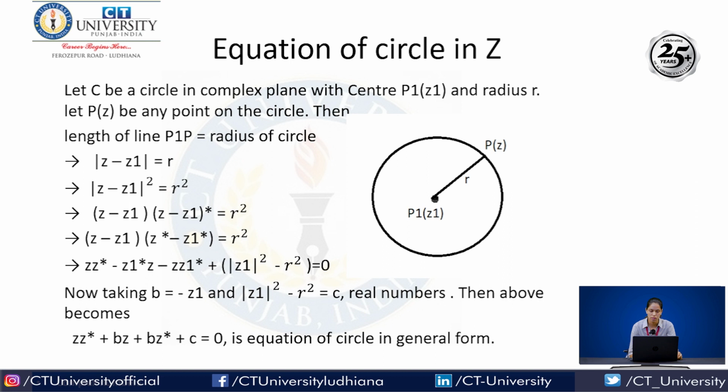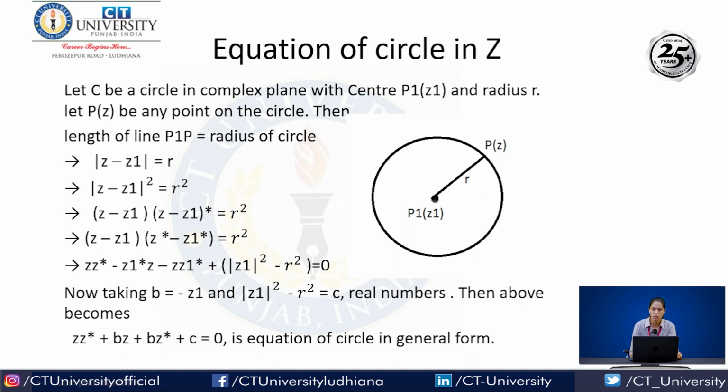This is a constant term. Now taking b equals to minus of z1 and |z1|² minus r² as c, because this is the constant term. So I am taking these values to generate a general form of this circle's equation. So my equation becomes z z̄ plus b̄ z plus b z̄ plus c, where c is |z1|² minus r² and b is minus z1.